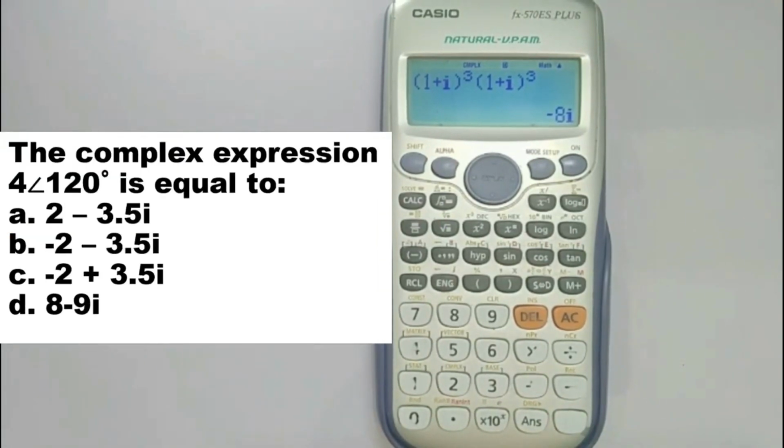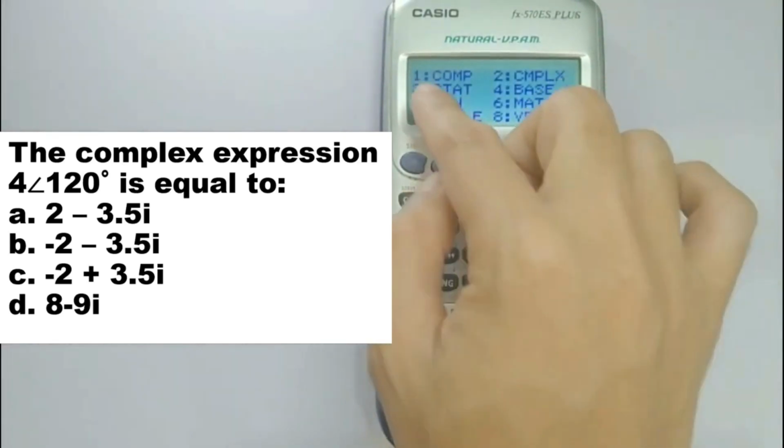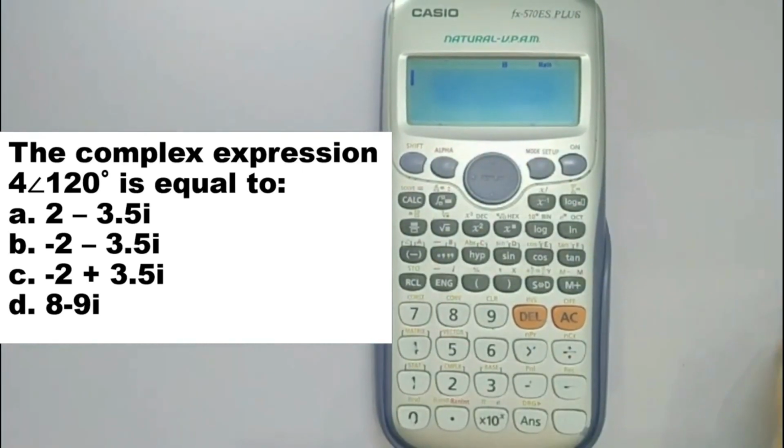So, next guys, we have here the complex expression. Polar to rectangular form. Naka-computation dapat tayo guys. So, mode, computation. Then, input natin yung complex number. Polar form niya is i-convert natin to rectangular. So, we have here rectangular. That is shift, this is minus, rectangular. Ilagay lang natin yung mga values yan.